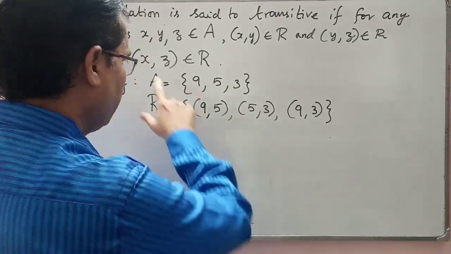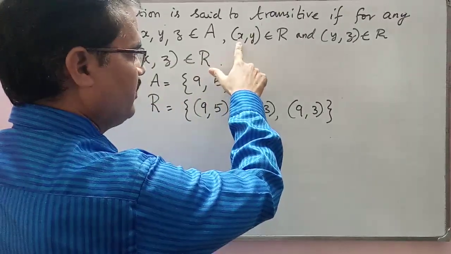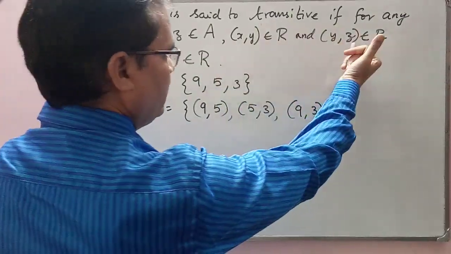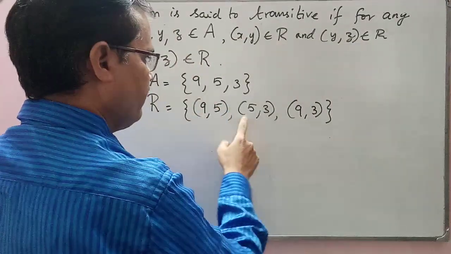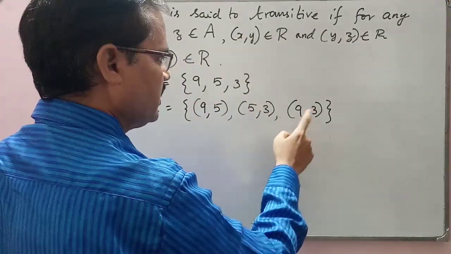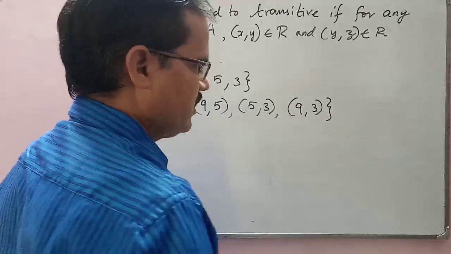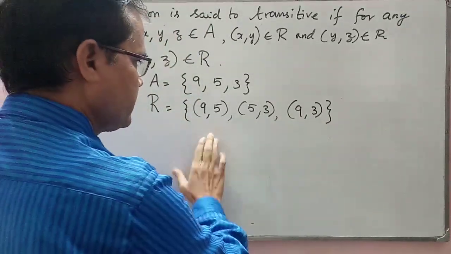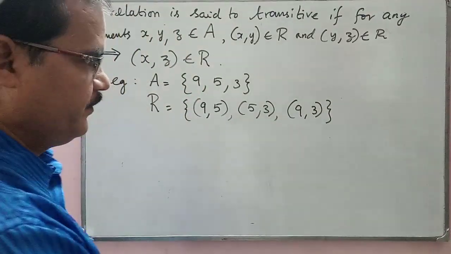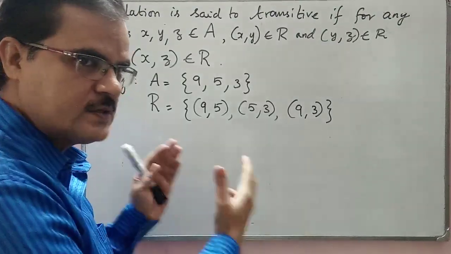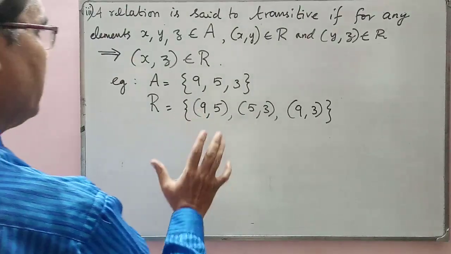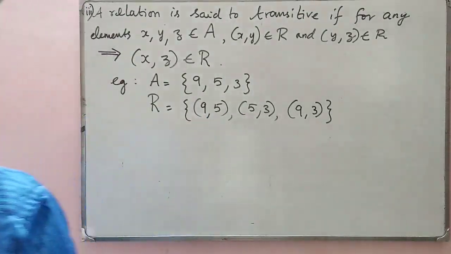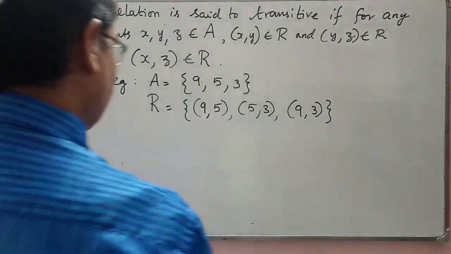Then you should have x comma z, the first element of the first ordered pair and the second element of the second ordered pair should give a new pair. Yes, 9 comma 5, 5 comma 3, I have 9 comma 3 in the relation. Therefore, this relation is called transitive. See children, how simple it is, right? So this is the rule for transitive. In short, we'll make everything very short.